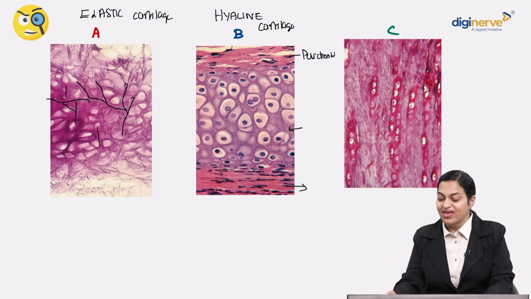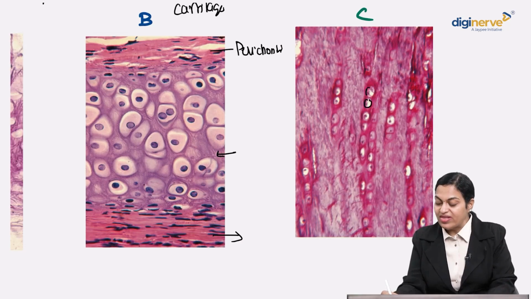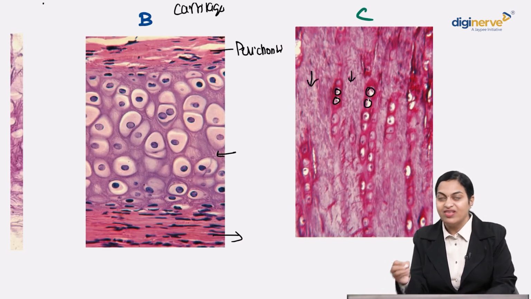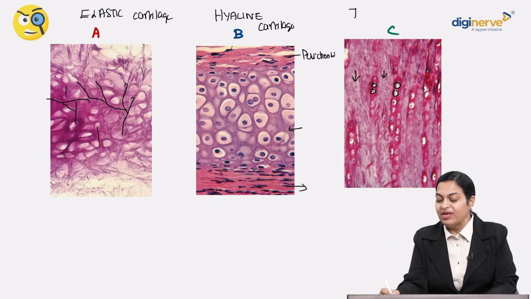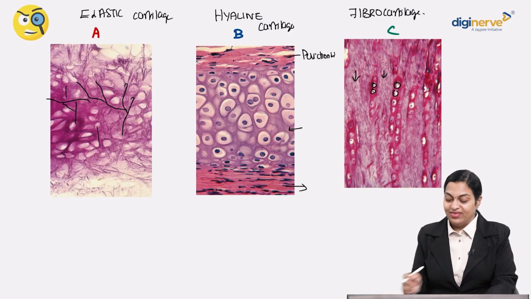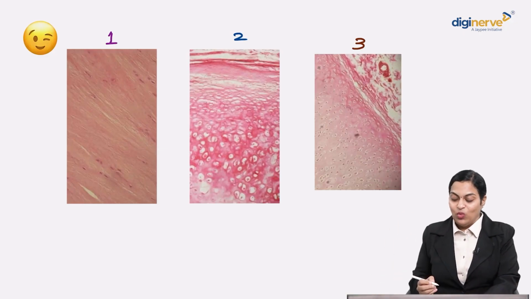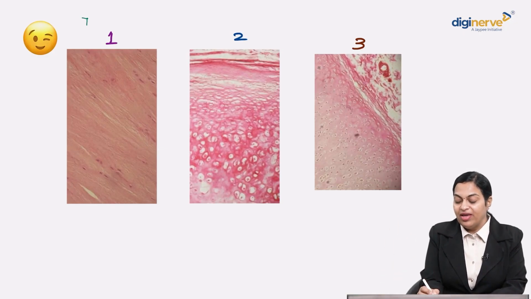And what is C here? You can see chondrocytes in lacuna, right? And the bundles of collagen fibers. And no perichondrium, fibrocartilage. Right? One more. Yes. One is fibrocartilage. Did you guess it right?